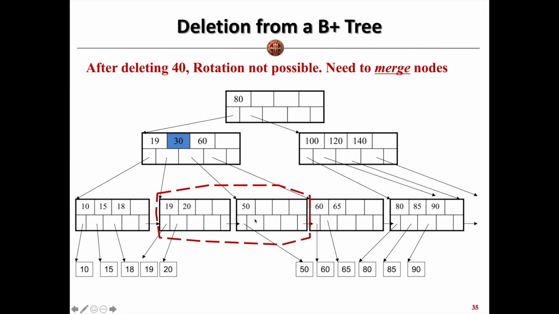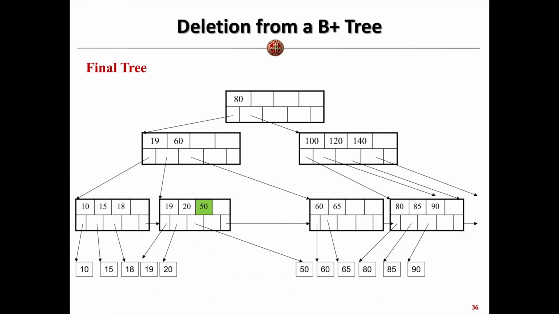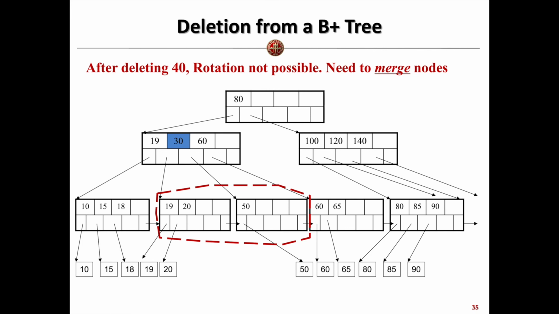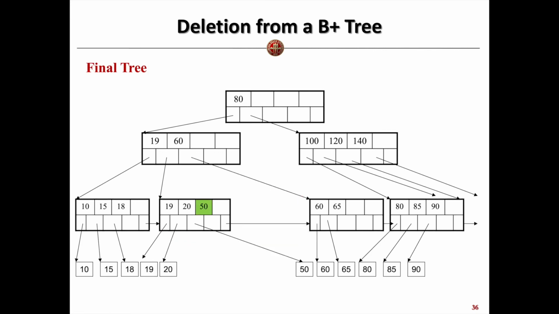The merging process is very similar. We just move this 50 to the left-hand side node, and also move the pointer to this node as well. And we can merge these two nodes together to create one new node, 19, 20, and 50. And after we do the merge, be careful for the key here, the 30. We have to delete this 30 because inside this one we have keys which are less than 30 or larger than 30, right? And this 30 will not be useful anymore. We have to delete it from the parent node as well.